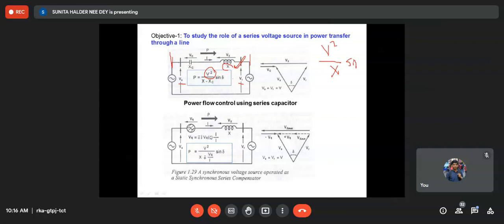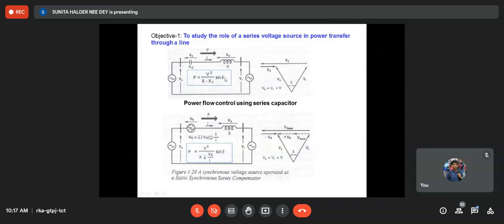Now if there is a reactance, then V square by X sine delta must be the power transfer. Now if we want to change the power transfer, then we can improve the voltage, or otherwise we can reduce this X, that we have learned when we learned compensation. Now this X we can reduce by inserting some capacitor in series with the line, that may be Xc. So that is done here. So effectively power transfer becomes V square by X minus Xc sine delta. Okay, I am removing all this. So it is V square by X minus Xc sine delta.